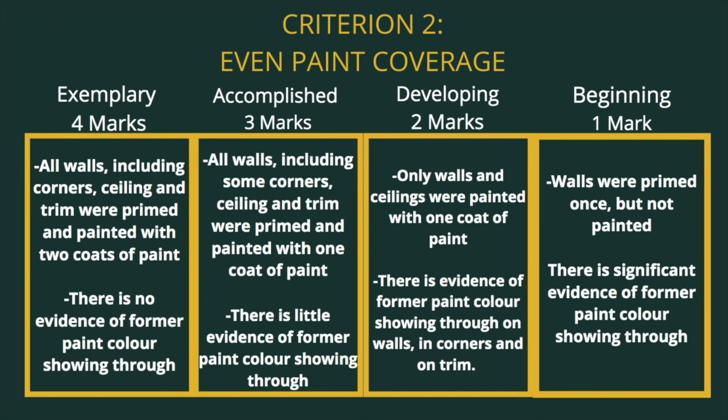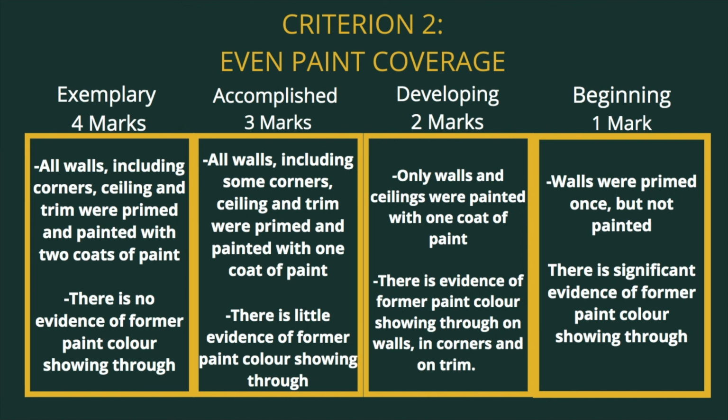For my second performance standard here, we have even paint coverage. And I have the same marking system, so it's all weighted the same as our first performance standard. And the exemplary level here, 4 marks, would be that all walls, including corners, ceiling, and trim, were primed and painted with 2 coats of paint. And there is no evidence of former paint color showing through.